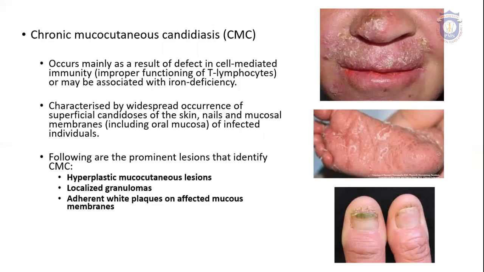You can see candida infection of the nails in the third picture, or it could be seen on the mucosal membranes, including that of the oral mucosa. As in the second picture, you could see white plaques on the feet. So following are the prominent lesions that can identify chronic mucocutaneous candidiasis: the presence of hyperplastic mucocutaneous lesions, localized granulomas, and adherent white plaques on affected mucous membranes can diagnose a chronic mucocutaneous candidiasis.